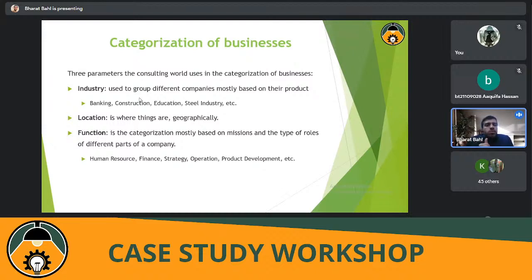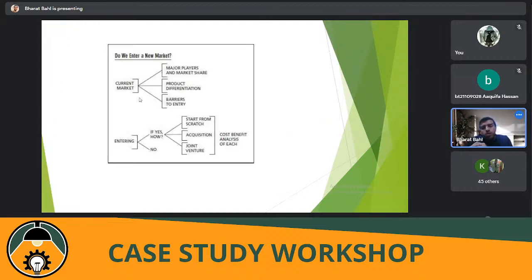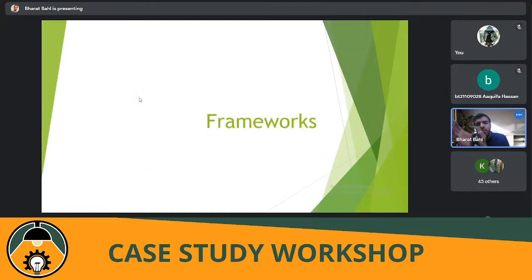But let us say if it is into hotels or tours and travels, in that case, there will be a lot of impact of COVID upon it. So the categorization of businesses becomes vital when we are solving a case study. Okay. Now coming to the next thing, which is the frameworks. So when you are willing to enter a new market, okay, let us say we want to enter a new market.